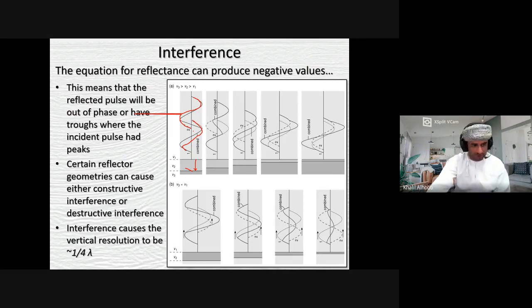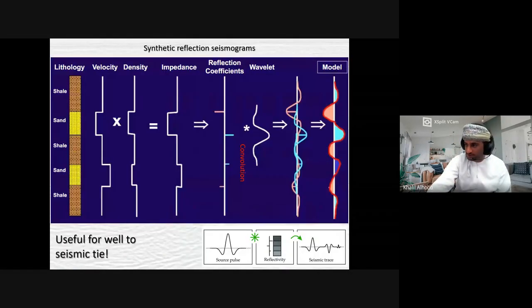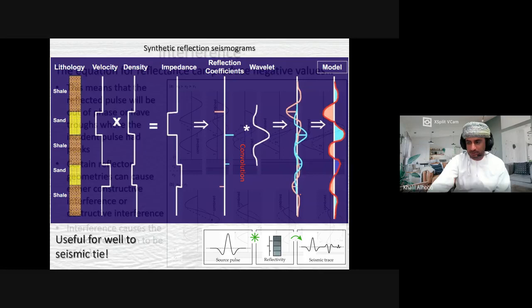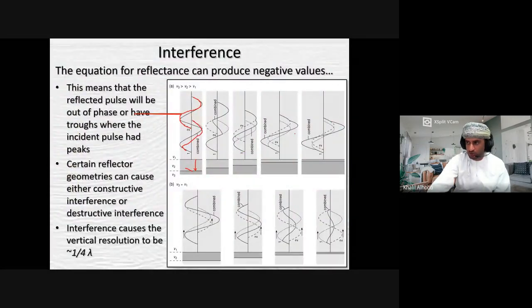Otherwise, you cannot resolve it. You cannot detect two different reflections, 1, 2, because they interfere totally in a constructive way, and they show up as one reflector, one big reflector, something like that. Or they interfere destructively, and you will find them as nothing, a straight line. So the upper one is constructive, the lower one is destructive.